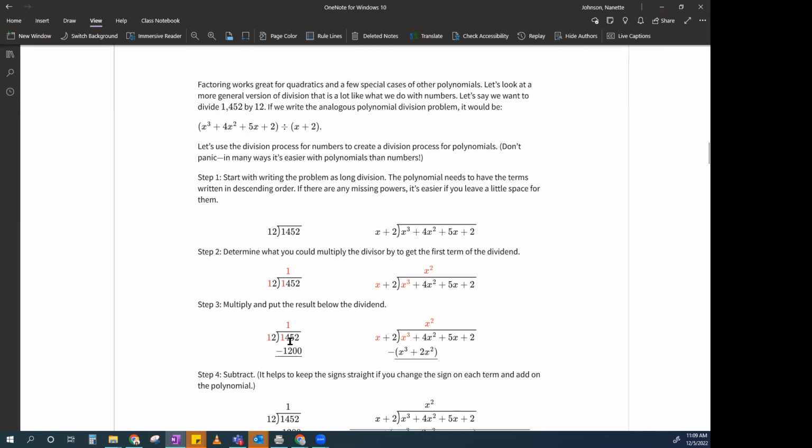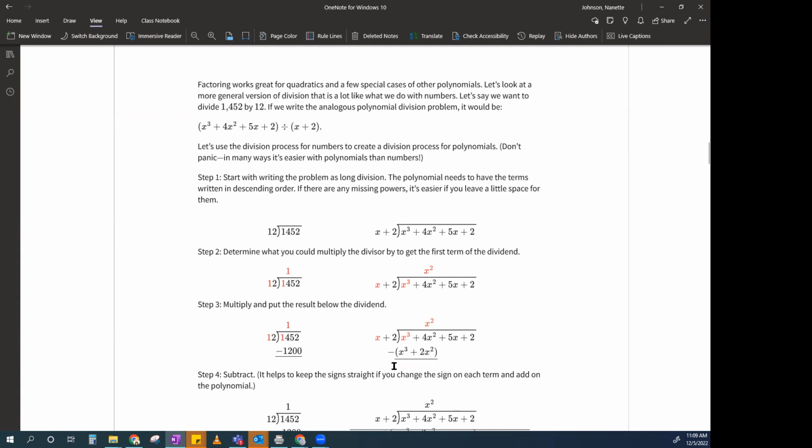Because of the place that it's in, really, this is 100. Everybody okay with that? So then you go 1,200, and then we'd subtract. Do you guys remember this? So we're going to do the same thing here. We're going to go x squared times x is x cubed. x squared times 2 is 2x squared. And then we're going to subtract.